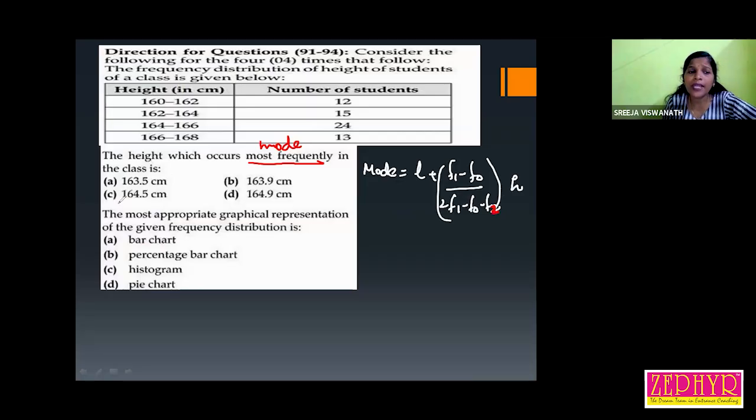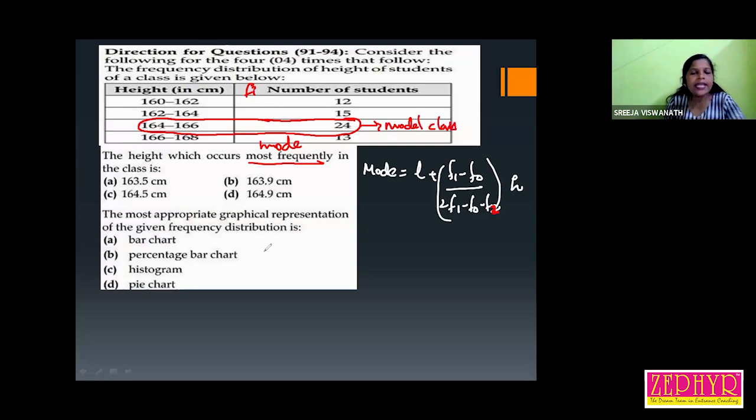First, we have to find the model class. Mode means the most frequently occurring item. So we look for the highest frequency class, which here is 24. That is the highest frequency class, so this is called the model class.